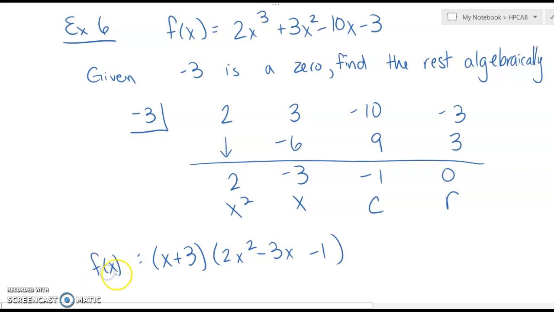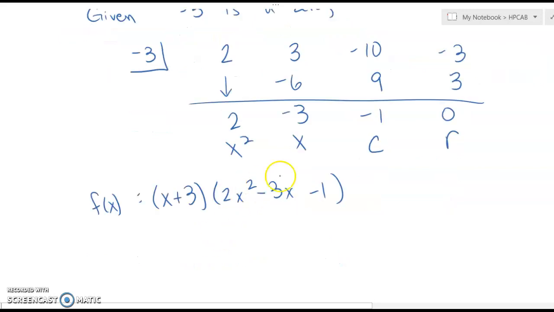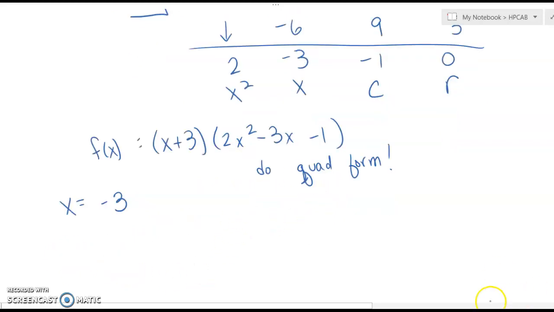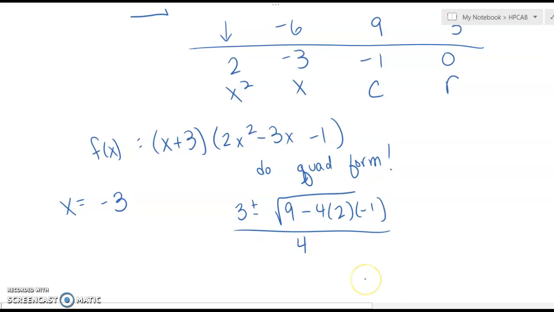All right, now for this one, we're going to find the other zeros. So we actually have to find the other ones. This thing doesn't factor. So what you would have to do is the quadratic formula. Do the quadratic formula to find the other zeros. All right. We know that the one factor or the one answer is -3. This guy, you're going to have to do the quadratic formula. So you would do the opposite of b plus or minus the square root of b squared, 9 minus 4 times 2 times -1, all over 4. You'd have to simplify that. I'm going to run out of time.